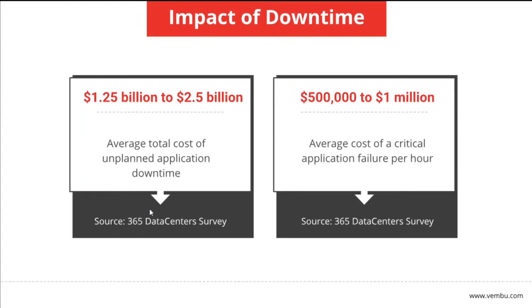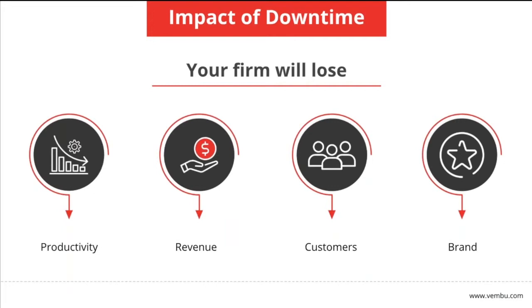You'll experience these losses. There'll be productivity loss, which leads to loss of revenue, and the productivity loss also leads to the loss of your customers. And if customers are moving away from your organization, definitely it's going to be a loss in brand name. So if you want to avoid this, you need to have firm protection for your business critical applications. So how can you save yourself from this business downtime or application downtime?